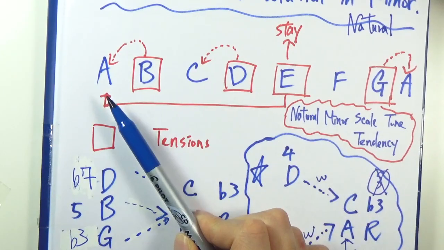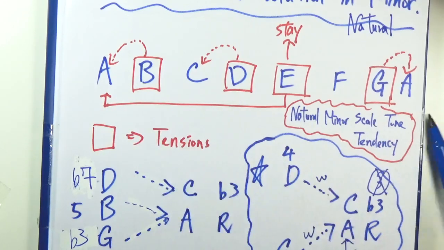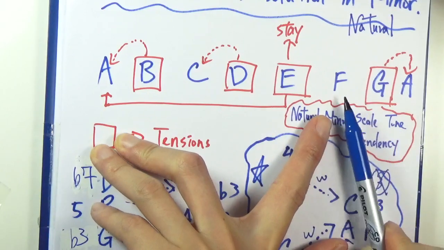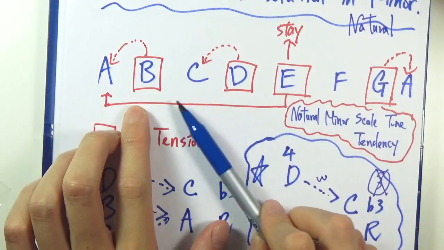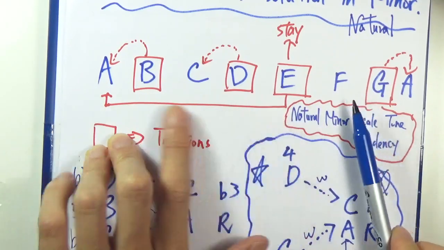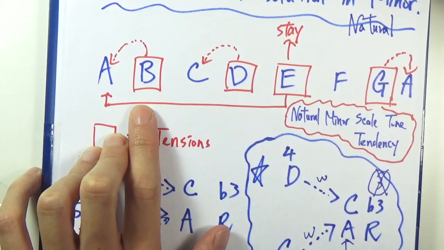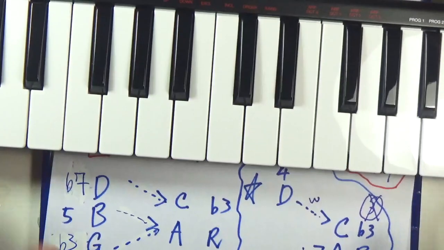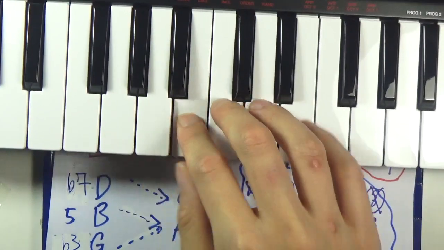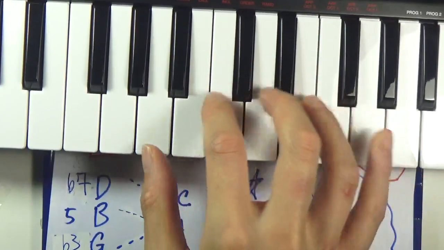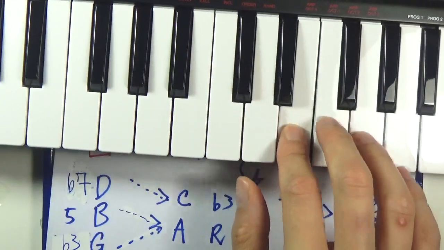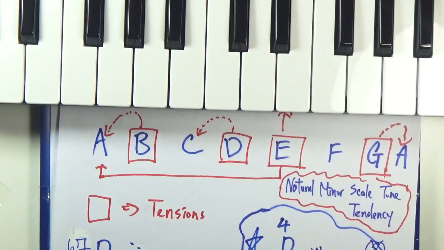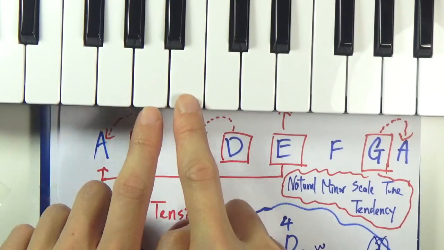So we have an A natural minor scale here. So remember these four tones B, D, E, G, and let's ignore F here. So these four that are circled in red are the tension tones in the scale. And by that I mean, for example, let's take a listen to the A natural minor scale. For example, the B wants to resolve down to the A.